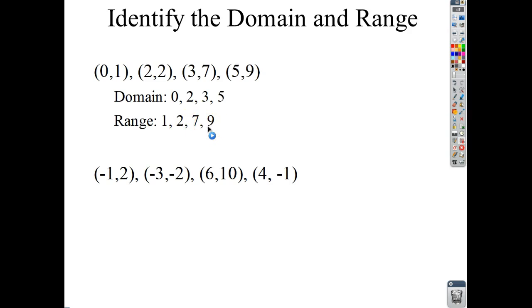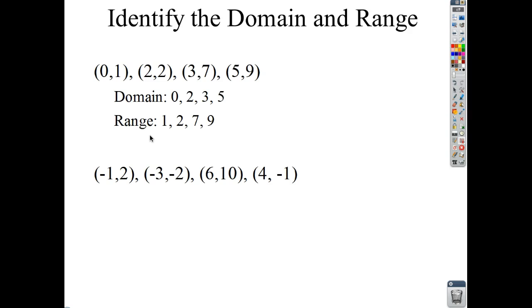What we're talking about here are pairings. This is why the points are together. It's a pair of coordinates, the input and output. So when I plug in 0 to this function, 1 comes out. If I plug in 2, 2 comes out. When I plug in 3, 7 comes out. When I plug in 5, 9 comes out. So for each of the inputs, I get an output that comes with it.